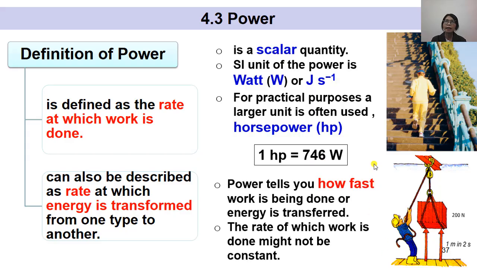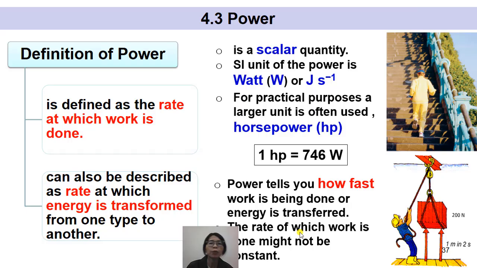So basically, in general, power will tell you how fast the work is being done or how fast the energy is being transferred. Because if you refer to the definition, it's the rate at which work is done. Rate means divide by time. So the power will tell you how fast you do work, how fast the energy is being transferred. Anyhow, we have to bear in mind the rate at which work is done might not be constant throughout the whole process where we perform the work.